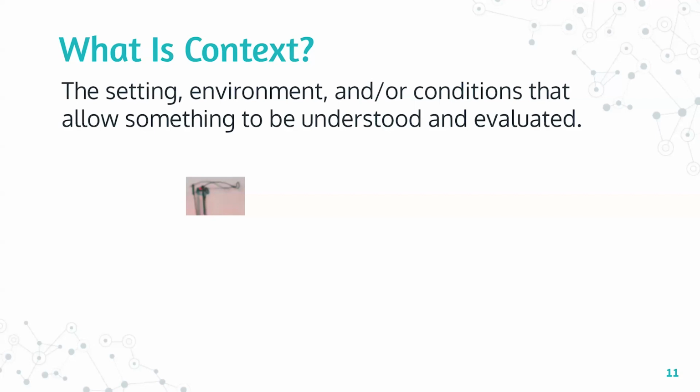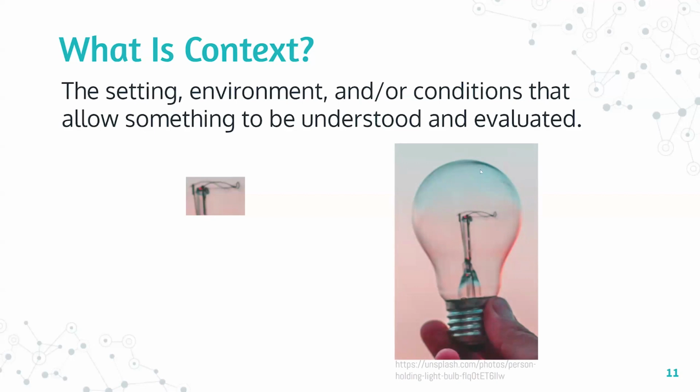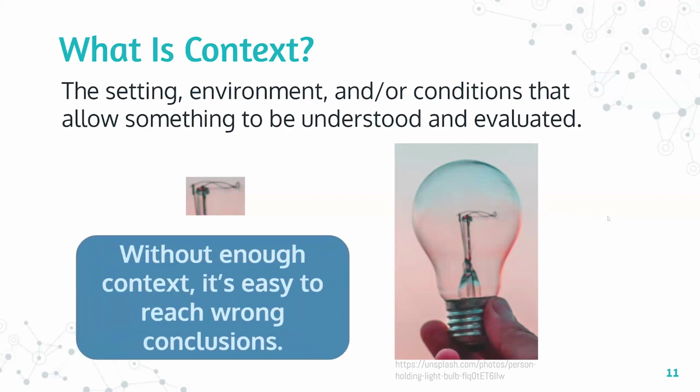I'm watching the chat. I don't see any other guesses. So here is the full context of this picture. This is actually a filament in a light bulb. But how on earth would we have been able to tell that without all the context?